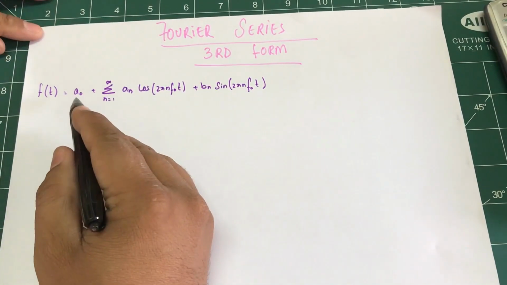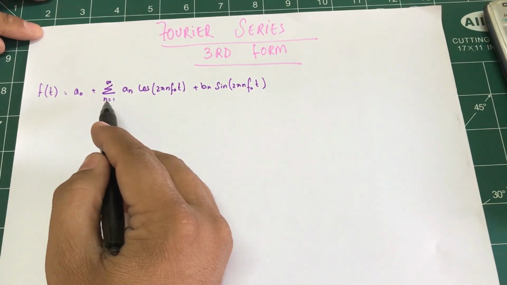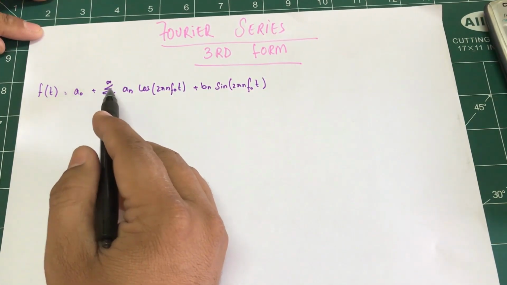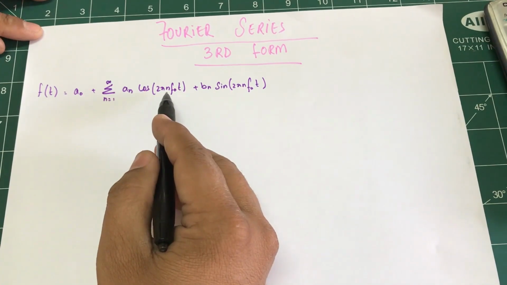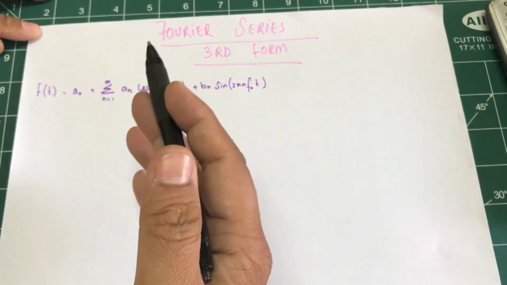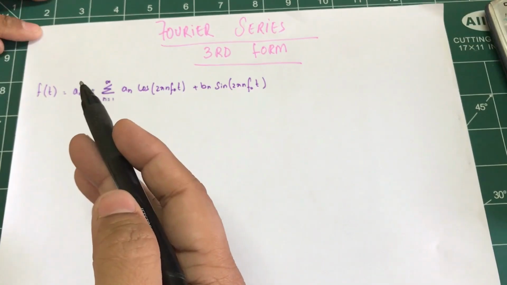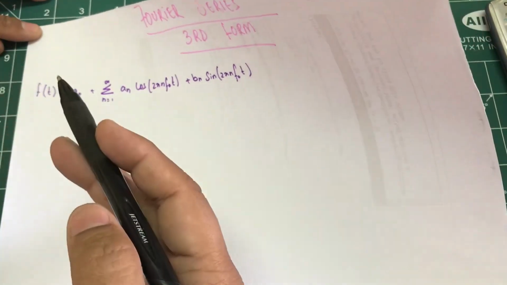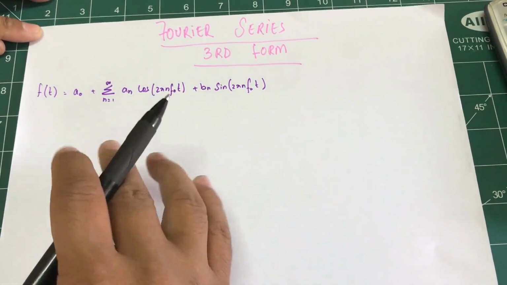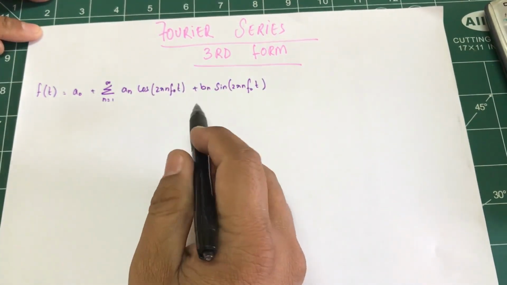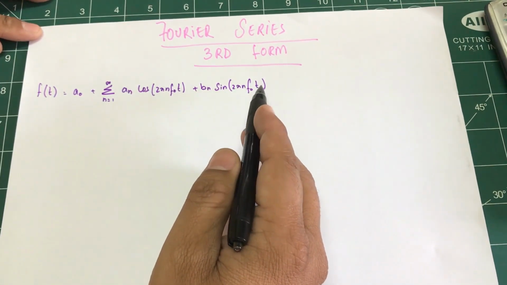We have a naught, plus a summation going from 1 to infinity of an cos 2 pi n f0t. N is the number of harmonics: you have the fundamental frequency, second harmonic, third, fifth, sixth, and so on. Plus bn sine 2 pi n f0t.